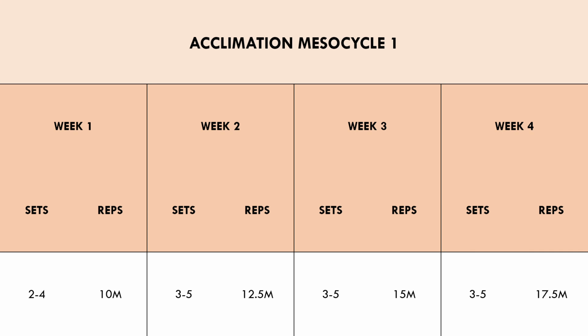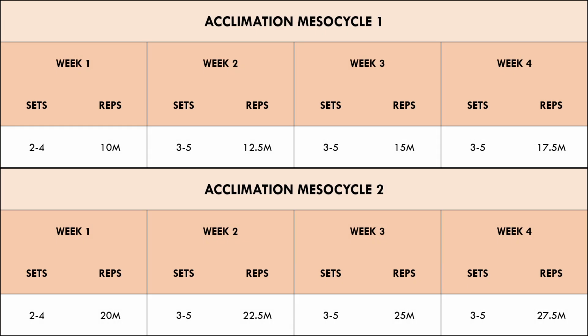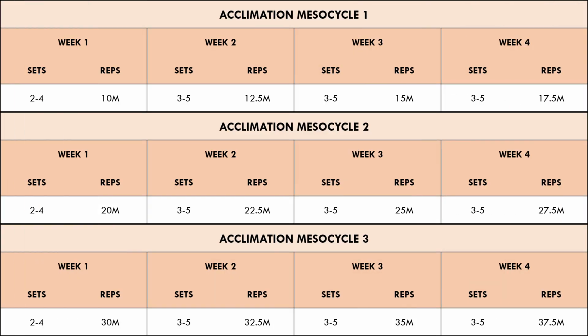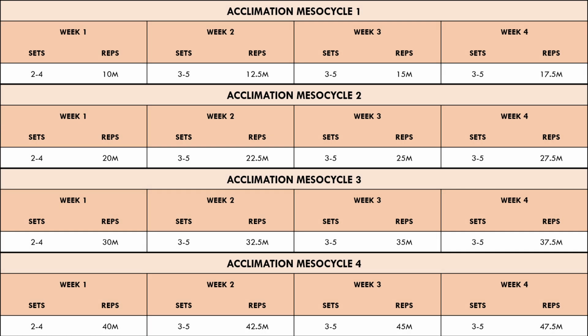We start the first 4-week mesocycle with 3 to 5 sprints with distances of 10 meters increasing to 17.5 meters. In the second mesocycle, the distances increase further up to 27.5 meters, still increasing the distance by 2.5 meters each week. In the third mesocycle, the distances increase from 27.5 to 37.5 meters. And in the final mesocycle, the distances increase up to 47.5 meters. This will allow the athletes to very gradually acclimate to maximum velocity sprinting over a 16-week period.